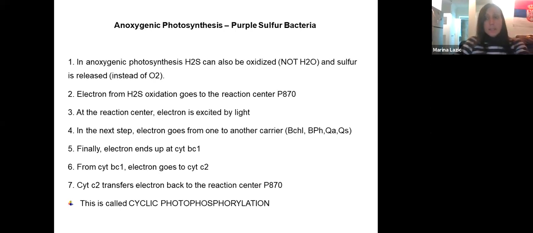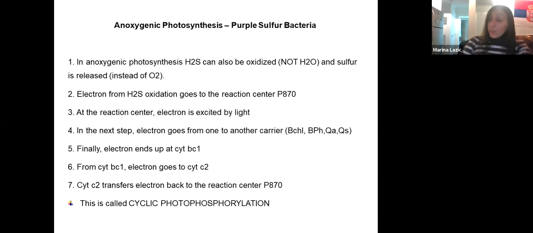The other type of bacteria that is performing anoxygenic photosynthesis are purple sulfur bacteria. And again, as the name says, you have creation of sulfur at the end. The principle is similar to green sulfur bacteria. What is different are the photosystems, reaction centers, and carriers of electrons, which are slightly different. One of the characteristic processes is cyclic photophosphorylation. So let's go step by step. You again have sulfur oxidation, hydrogen sulfide oxidation, and you get released sulfur.